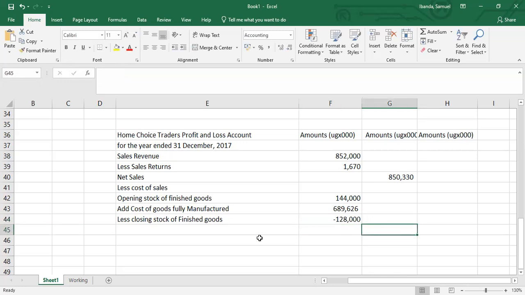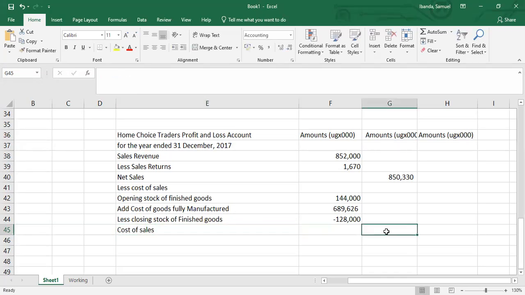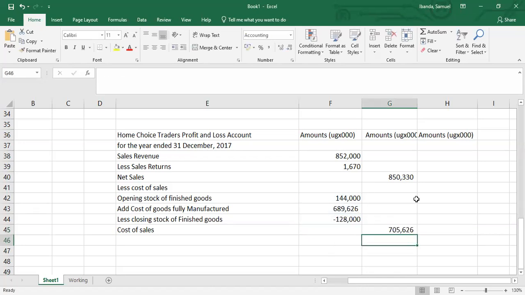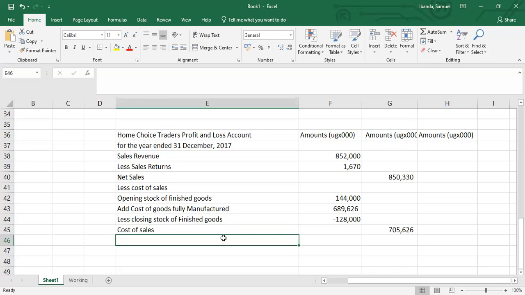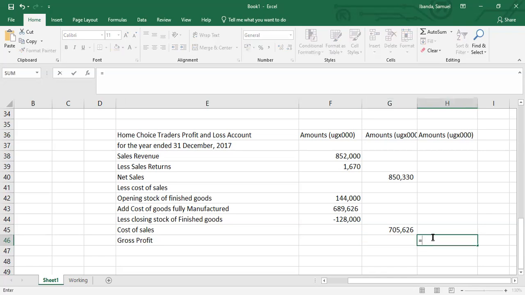So it's going to give me my cost of sales, okay? So my cost of sales would definitely be, since I'm using Excel, allow me to do that. So I'll get my 705, and the difference between net sales and cost of sales will give me my gross profit. It can be a gross loss as well, but since that is what I have, it will be this minus this, which gives me 144,704, as you can see there, okay?